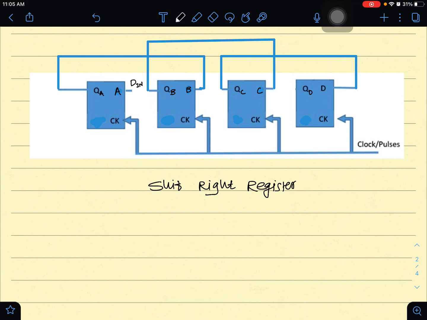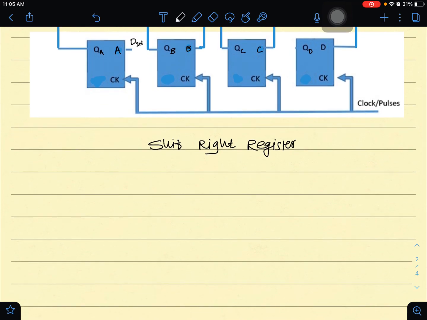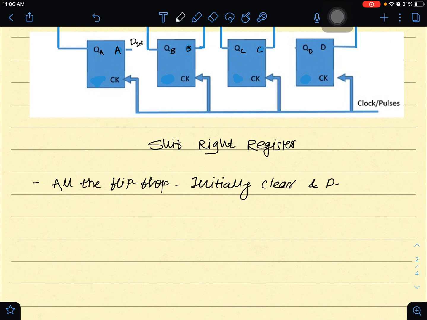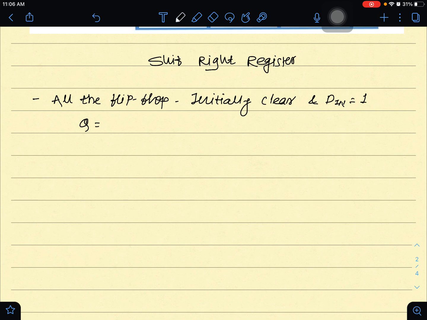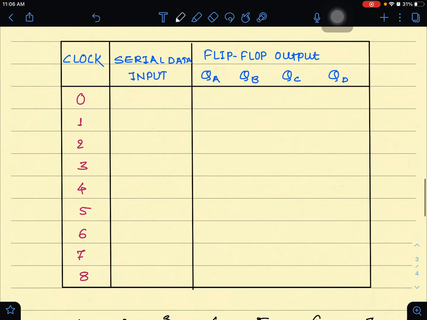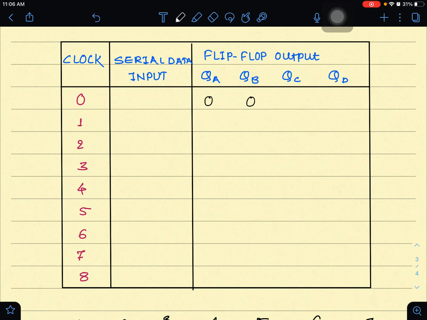Now, let us suppose initially all the flip flops are clear, and the D input is 1. Therefore the shift register is nothing but 0 0 0 0. Look at here, 0 0 0 0. Input is 1.